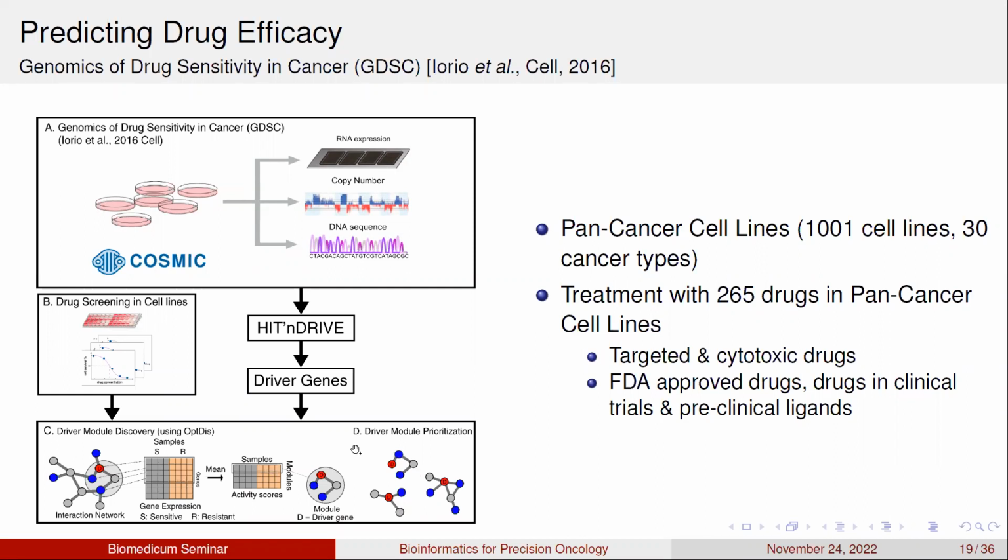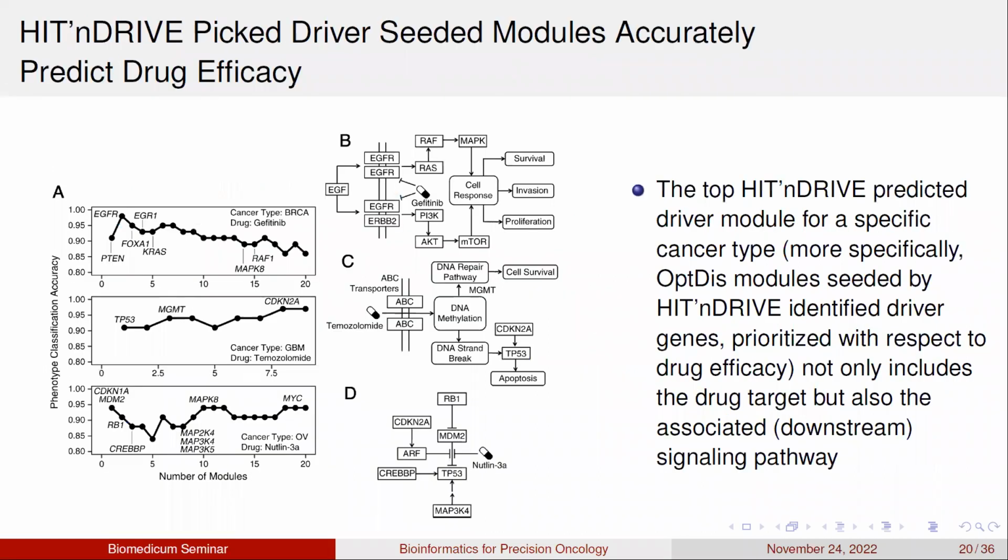And these subnetworks can efficiently classify the responsive versus the non-responsive cell lines. I will just summarize the results of what we found. We looked at different drugs within different cancer contexts. This slide summarizes the results for three of the drugs.